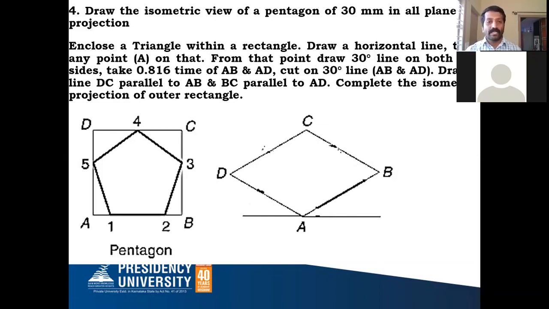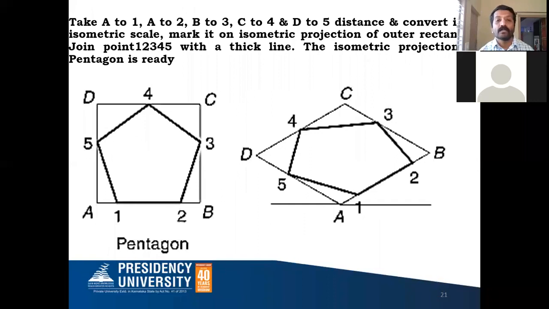So now I need to identify these 1, 2, 3, 4, 5 points within this box, and I need to complete the isometric projection of your pentagon lamina. Okay. So next step: we have already discussed the triangular lamina, and in the same way we will do it. To get 1 on AB, you take the A to 1 distance and convert that into isometric scale. A to 1 you cut on this AB line. Similarly, you can take the A to 2 distance and convert that into isometric scale. From A you cut this AB line, and you will get 1 and 2.